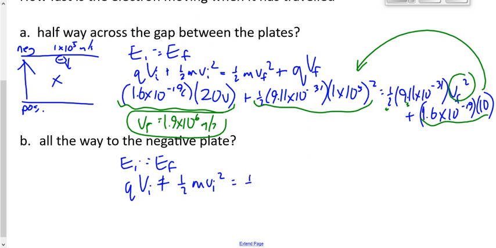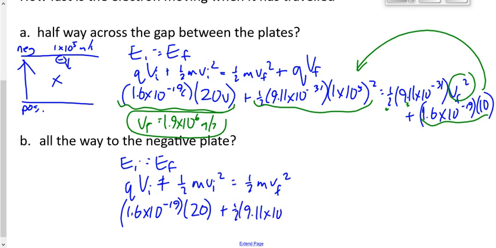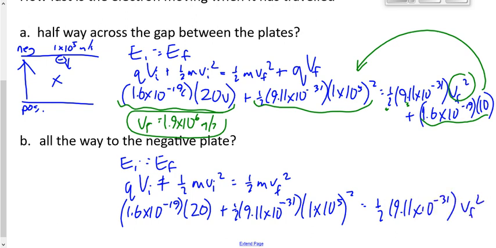Kinetic. It is only kinetic. 1.6 times 10 to the minus 19 again, times VI, which is 20, times 9.11, the initial speed. So get this number, add them together, multiply by 2, divide by 9.11, and then square root.